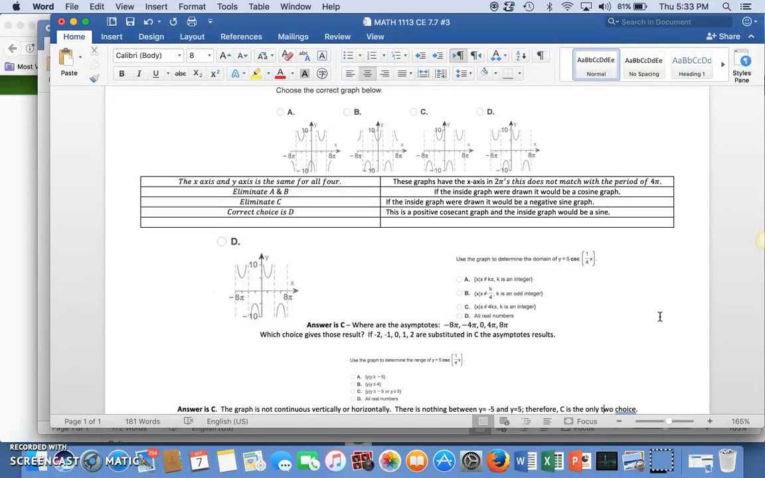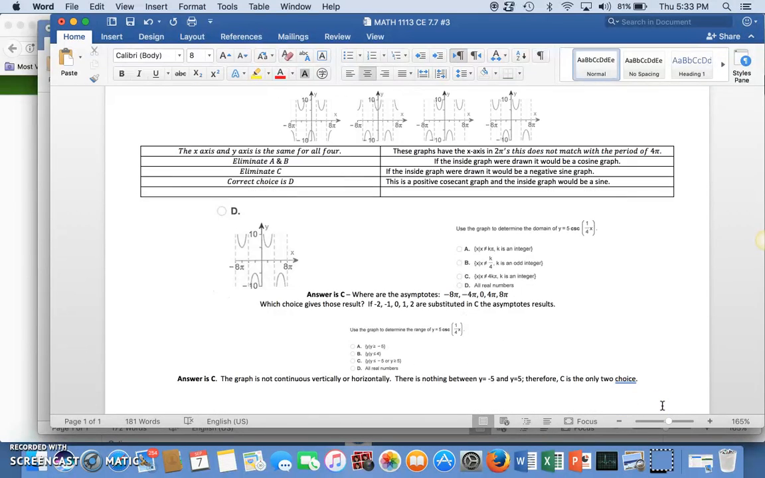Now they want the range. The range is a little bit trickier when you get ready for the secant and cosecant. And why would it be trickier? Well, the main reason is because it's not all real numbers and it's not between two numbers. It's going away. Notice it's going from here on up and it goes from here down.